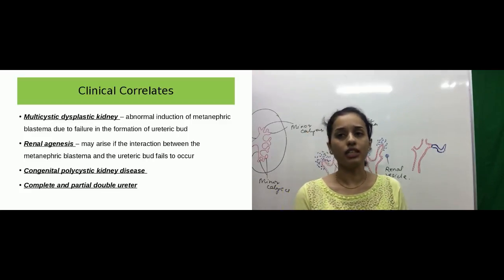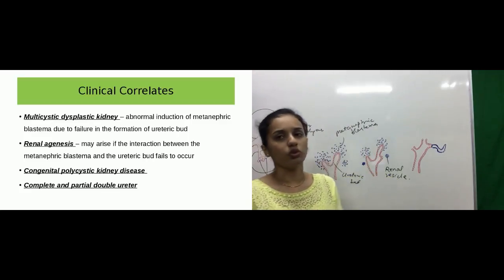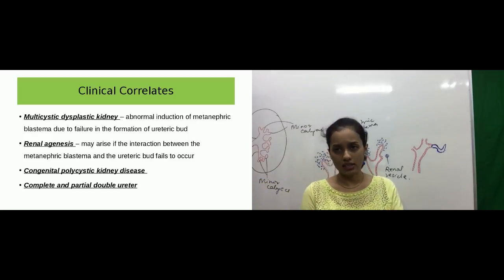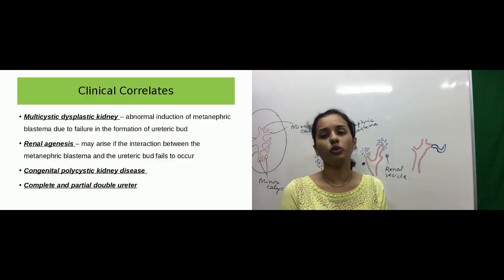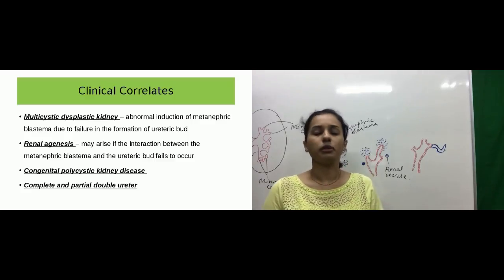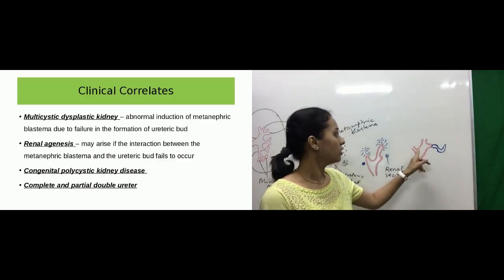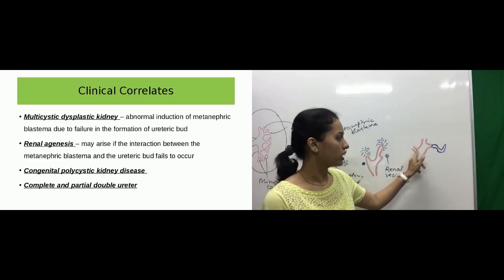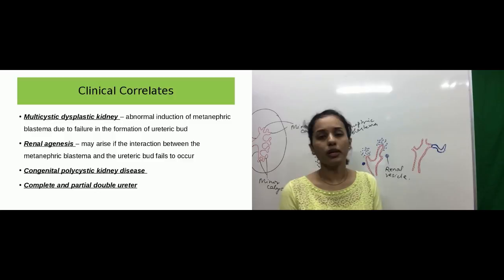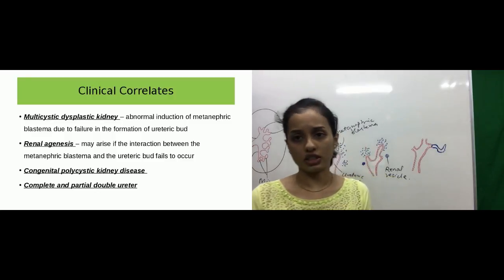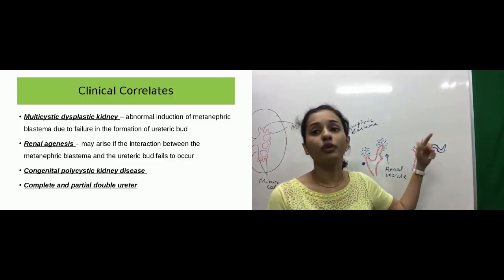As I mentioned earlier, in normal development, the excretory system from the metanephric blastema and the collecting system from the ureteric bud, though they develop from different embryonic tissues, there is an interaction and connection between these two. Okay, but what happens in renal agenesis? This interaction fails to develop.